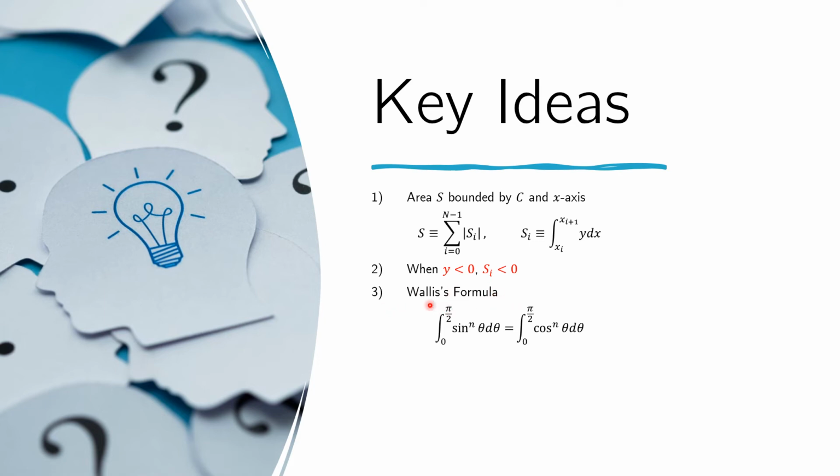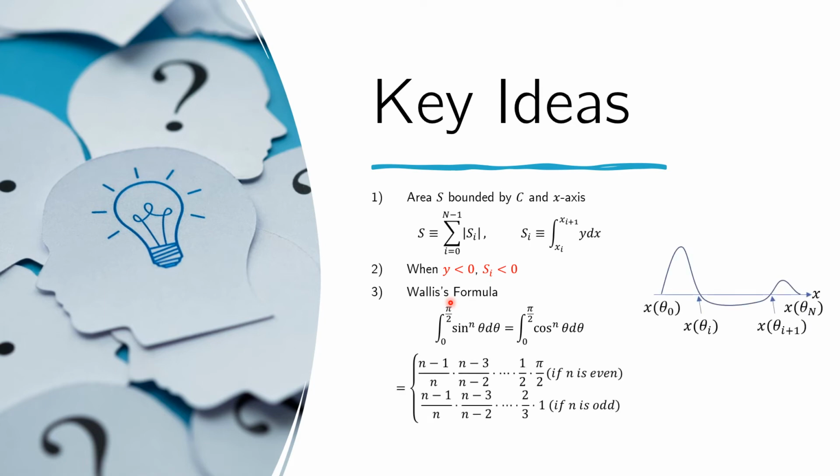And lastly, we have Wallis formula. So this is a convenient formula. You don't really need this for this problem, but this is going to help our integration. It's going to make it quick. So Wallis formula says that the integral from 0 to pi over 2 of sine raised to the nth power d theta is equal to the integral of cosine raised to the nth power.